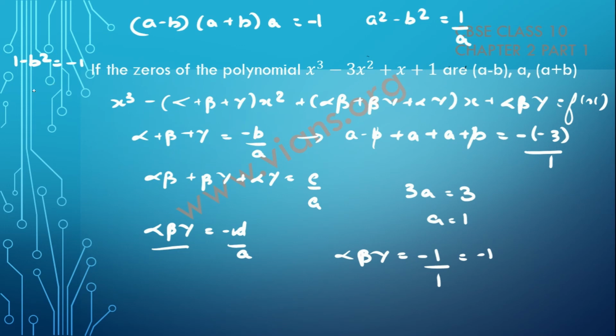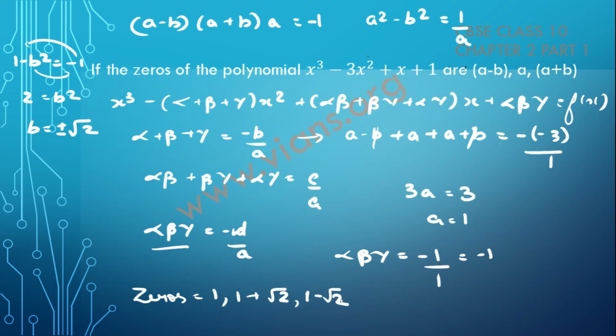Take this to the other side. So that's going to give 1 plus 1, which is 2, is equal to b squared, which means b is equal to plus or minus root 2. Hence, the zeros, which can be written as a minus b, a and a plus b, are equal to 1, 1 plus root 2, 1 minus root 2. Alright, so that's your zeros.